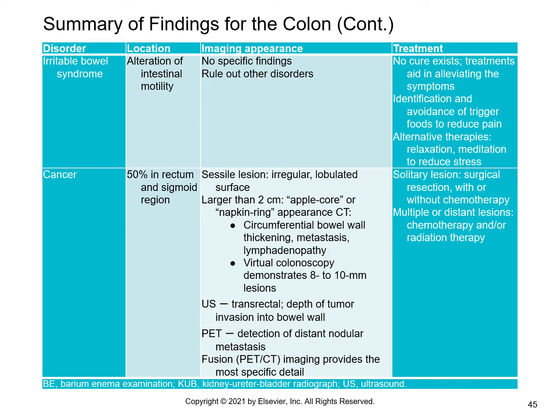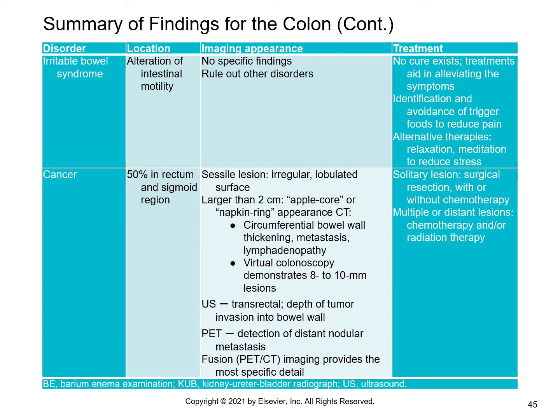Okay, irritable bowel syndrome. This is alteration of intestinal motility, so they'd have some times of high motility and experience diarrhea. Other times they would have very low motility and experience constipation. So no cure exists, but diet changes, medications, things like that may help the symptoms.